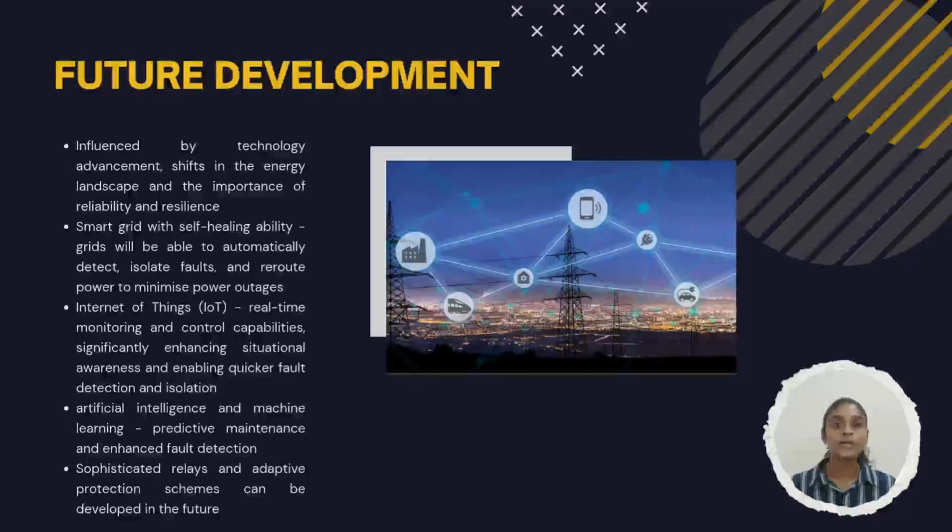Next, IoT offers real-time monitoring and control capabilities, significantly enhancing situational awareness and enabling quicker fault detection and isolation. The incorporation of artificial intelligence and machine learning in power system protection brings predictive maintenance and enhanced fault detection. A more sophisticated relay and adaptive protective scheme can be developed in the future.